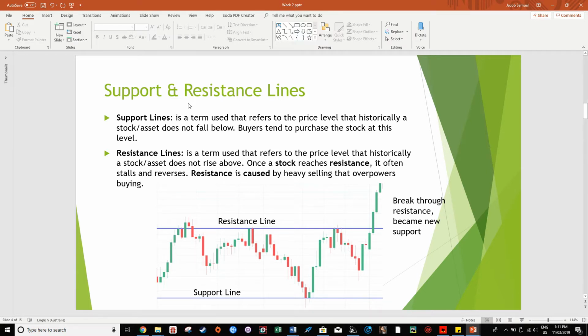So we'll start with support lines. A support line is a term that refers to the price level that historically a stock or asset does not fall below. Buyers tend to purchase a stock at this level. If we look at this level here as an example, these lines are not shown on the chart, by the way. These are lines that we draw manually, generally horizontal lines. Support levels can also be diagonal or different irregular shapes. We'll talk about these later on, but for now we're focusing on horizontal levels.